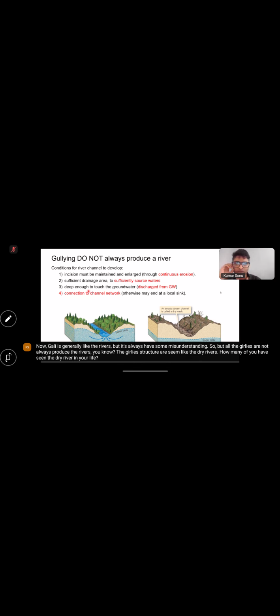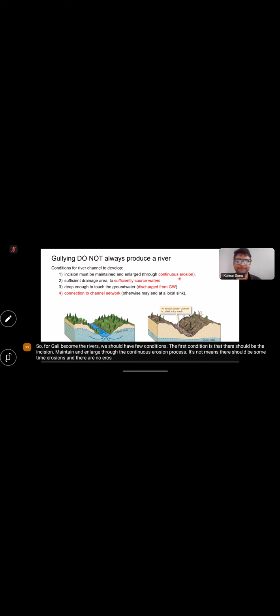If a dry river means that generally we have water during the rainy season, but during the dry season we don't have water, those types of rivers are mostly small rivers and can be considered a gully. So for a gully to become a river, we should have a few conditions.